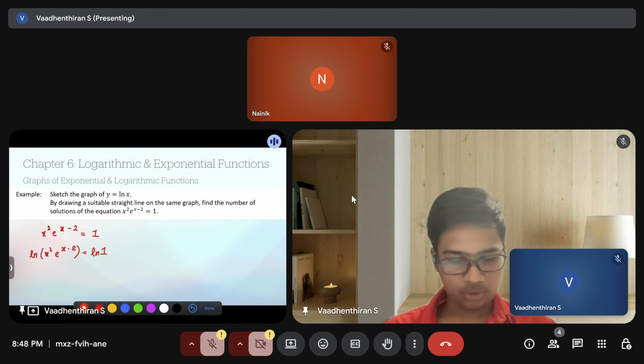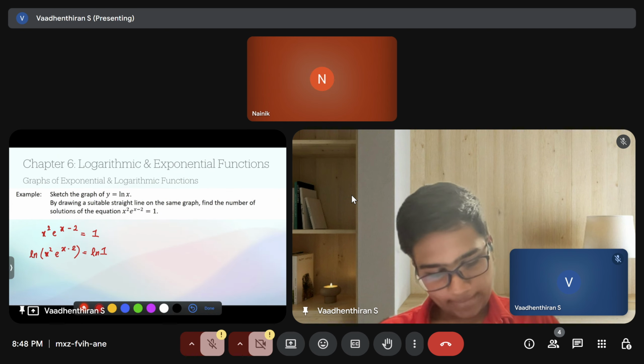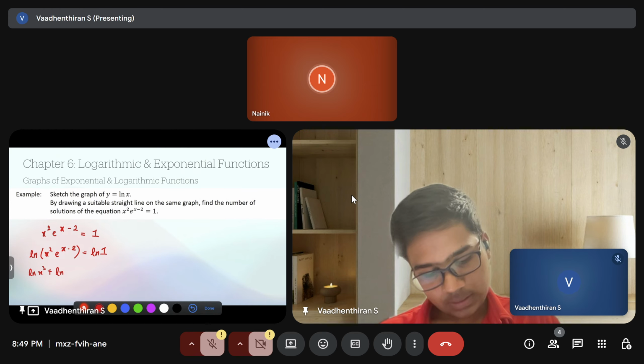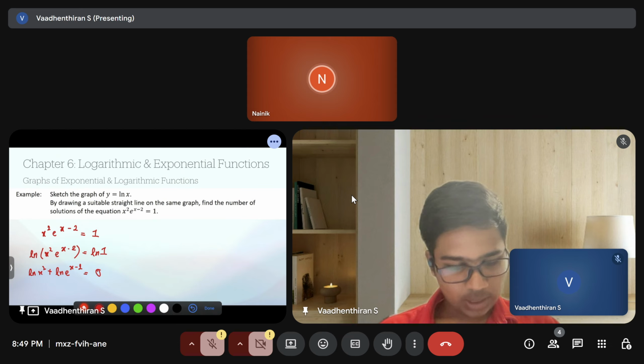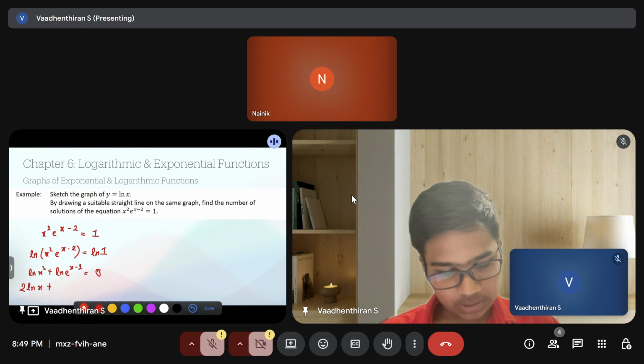Now you have got it into a logarithmic form, and as the product rule says, you can add these two. So conversely, you can add ln x squared plus ln e to the x minus 2 equals 0. Now you can bring the 2 down: 2 ln x plus ln e to the x minus 2, so x minus 2.